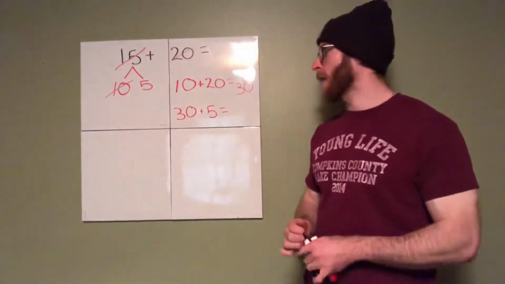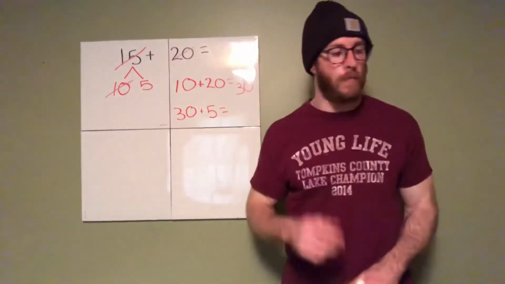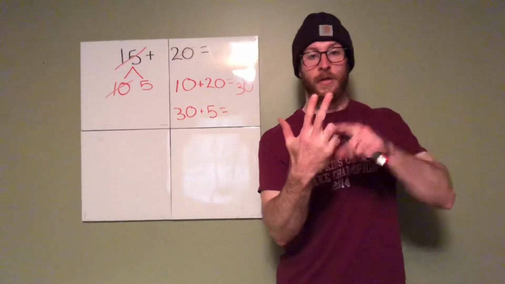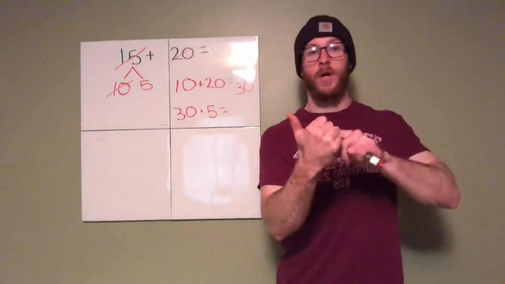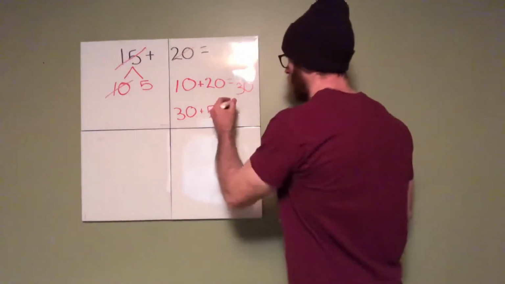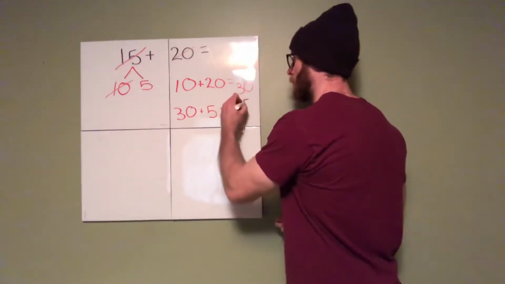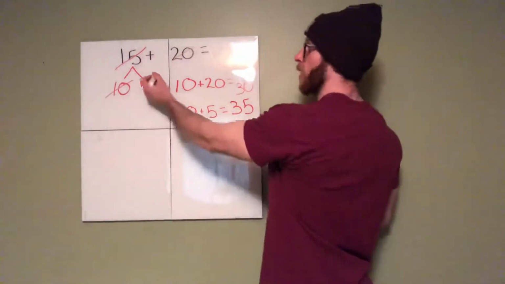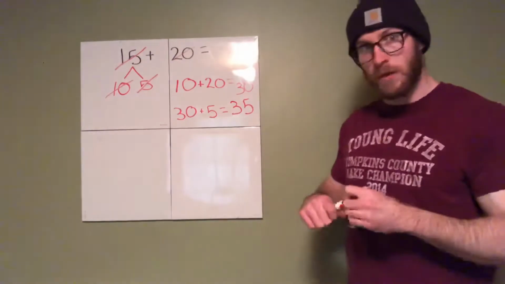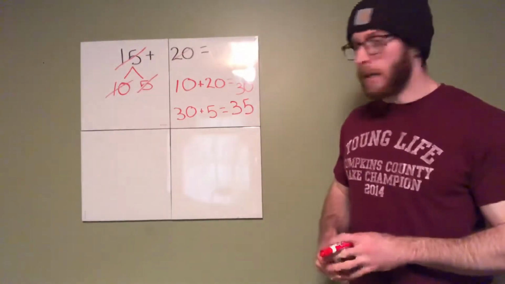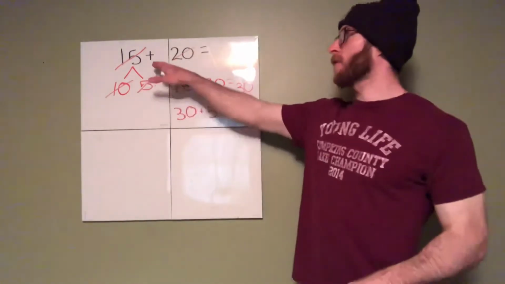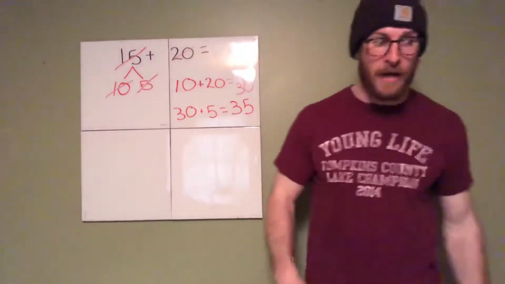Well, let's count on to find out. Let's put 30 in our head and count 5 more. Ready? Do it with me. 30, 31, 32, 33, 34, 35. So our answer for 30 plus 5 equals 35. Then I can come back up here. I used my 5 so I can cross it out. Do I have any numbers left that we haven't used? I do not. So our answer is 35. 15 plus 20 equals 35.